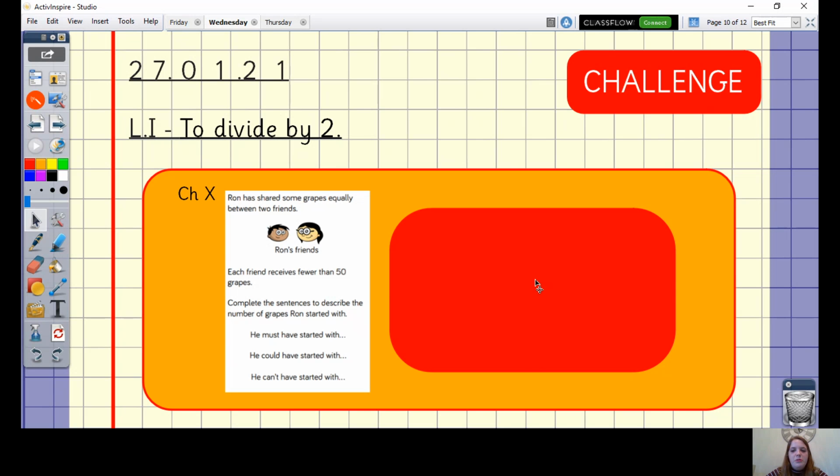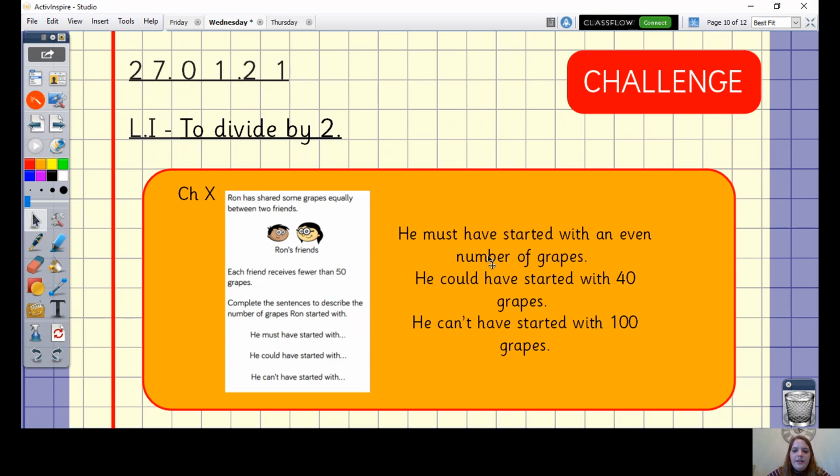Okay, so let's have a look at a possibility here. So he must have started with an even number of grapes. Okay, so remember, an even number is where it can be divided into 2 groups equally. Okay, even numbers end with 2, 4, 6, 8 or 0, multiples of 2. Okay, so he must have started with an even number. It could be any even number. He could have started with 40 grapes.